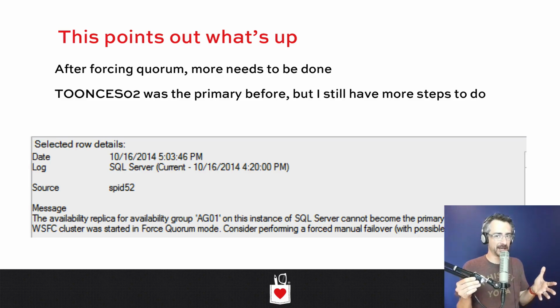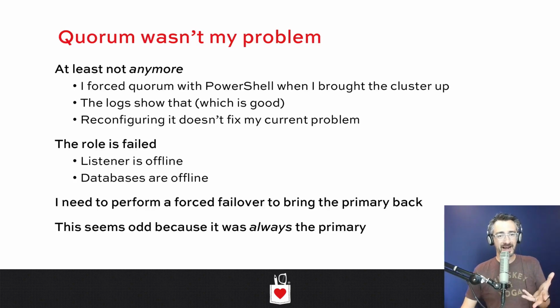Are you kidding me? Well, I fixed quorum. I don't have a quorum problem anymore. I have just one voter. What am I supposed to do here? He was always the primary. I just need to bring him back online.